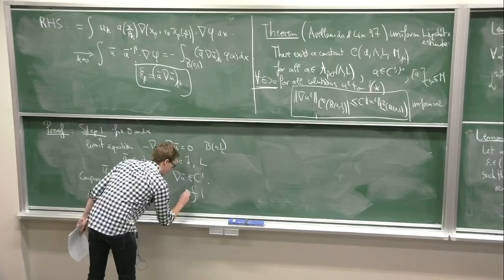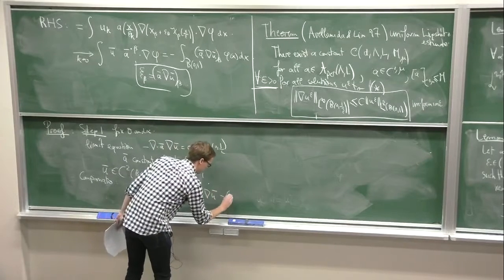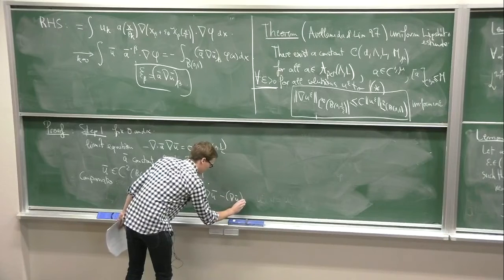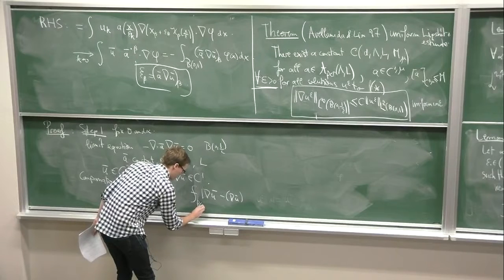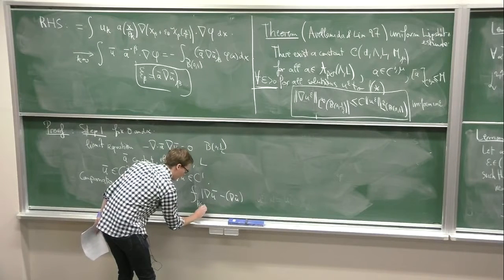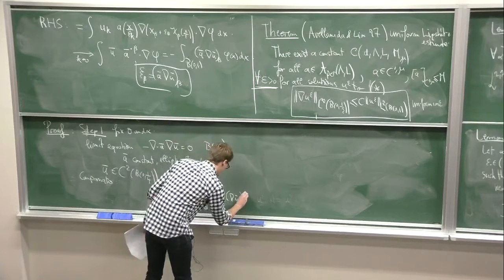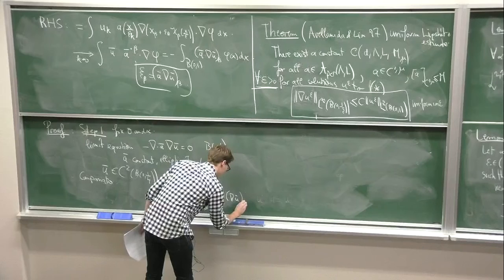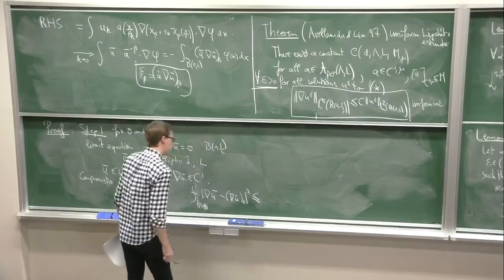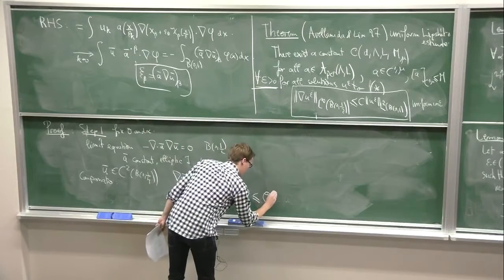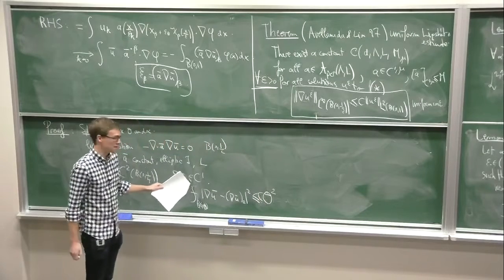So I have that the gradient of U bar minus the mean of the gradient of U bar, the integral over B0 rho or theta of this, I know is smaller than a constant times theta squared. This I know from Campanato.